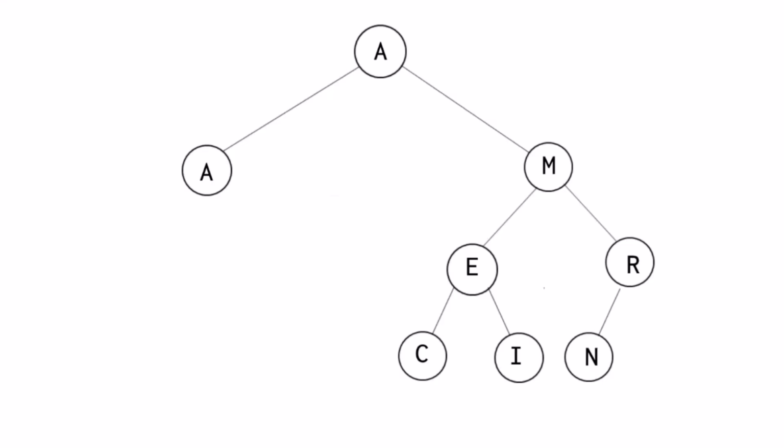Now let's take a typical tree and traverse it. To traverse a tree simply means to visit every single node in a particular order. There are three main ways we traverse a binary search tree: inorder, preorder, and postorder.